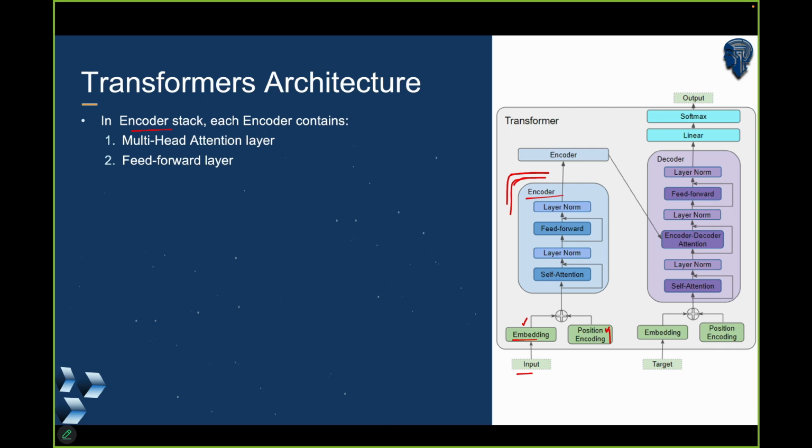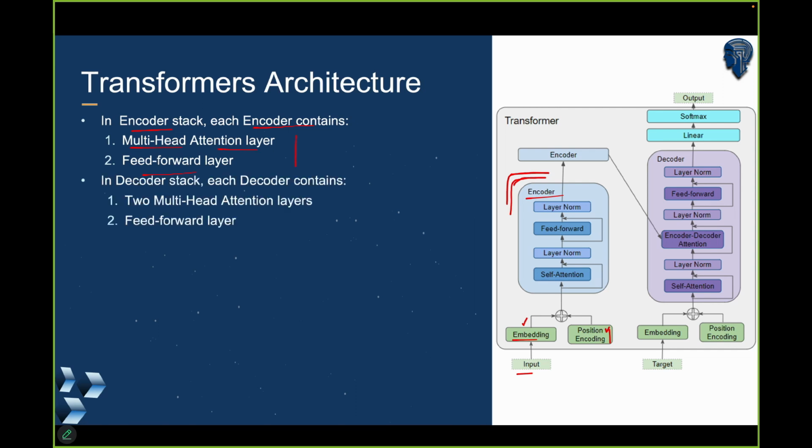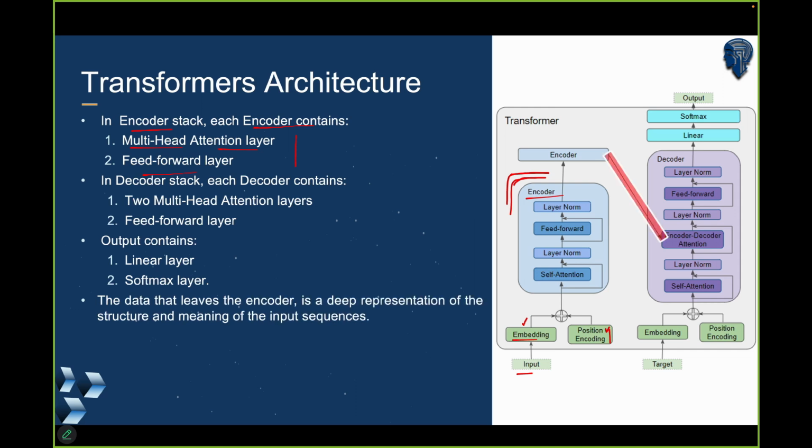So in the encoder stack, each encoder contains a multi-head attention layer and a feed-forward layer. Each decoder stack contains two multi-head attention layers and a feed-forward layer. Output contains a linear layer and a softmax layer. The data that leaves the encoder is a deep representation of the structure and meaning of the input sequence.